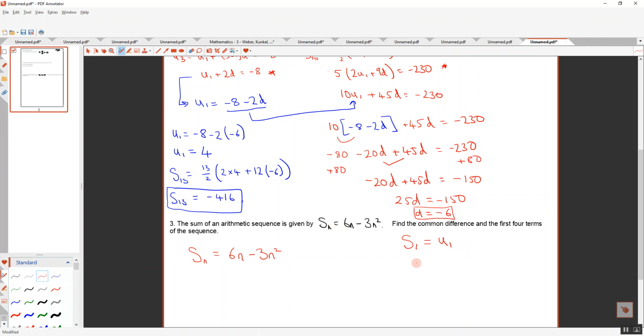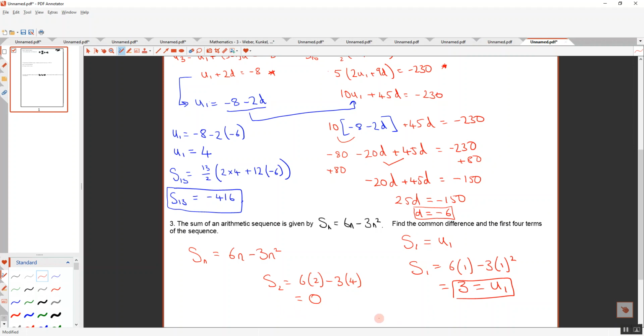So if I sub in 1 into this, so that's 6 times 1, take away 3 times 1 squared, and 3 times 1 squared is not 9. So that's 6 take away 3. So my first term is equal to 3. That gives you that straight away. Nice. And then I can work out S2. That's going to be 6 times 2 minus 3 times 2 squared. 2 squared is 4. 12 minus 12 is 0.